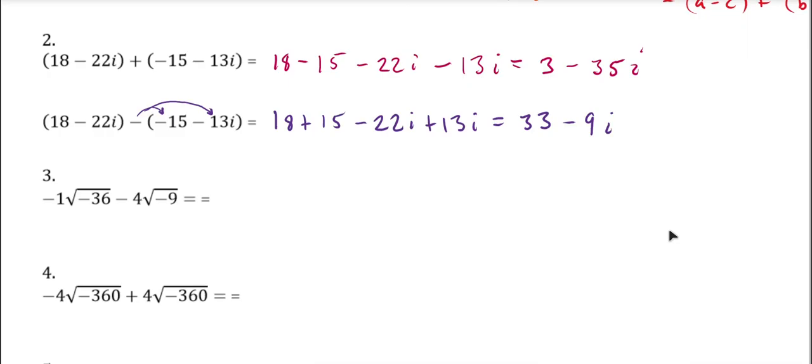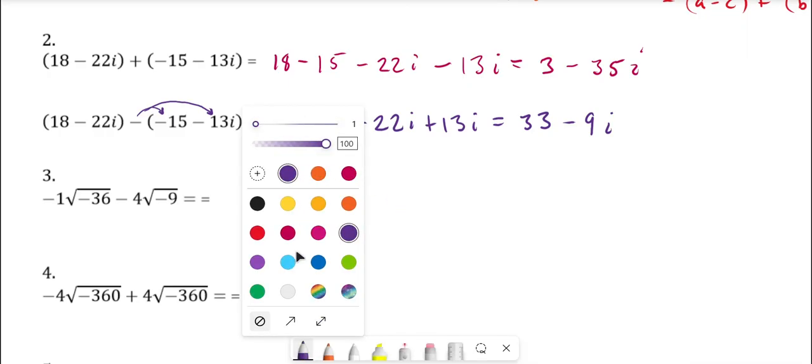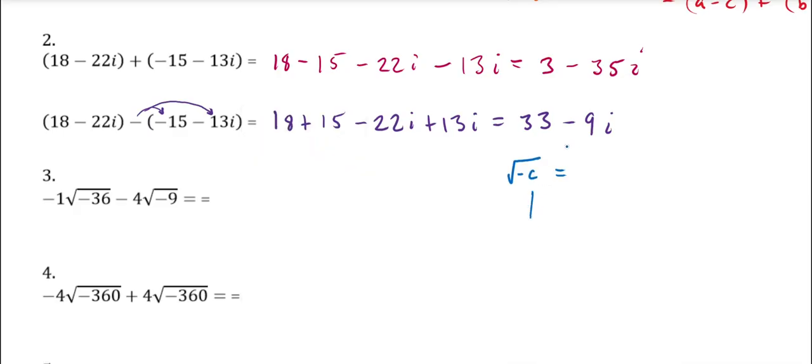3 and 4 aren't so very much different. They are, in fact, a bit simpler. We just have to simplify the radicals first. Let's even just say, for simplicity, that this c is a positive number. This is no different than the square root of c times -1. That's what a minus sign means, after all, is times -1.